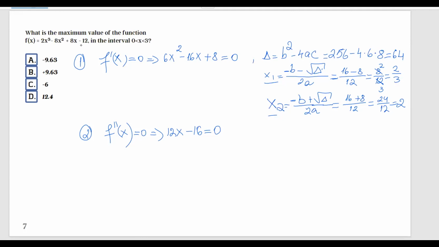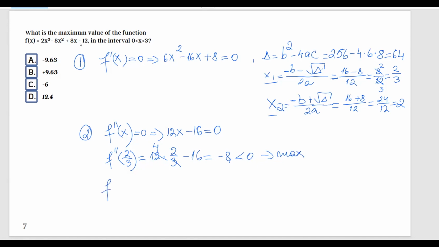Let's do that. So I'm going to get now f'' of 2/3 equals, if we substitute here, 12 multiplied by 2/3 minus 16. Let's see, what do we get? Here, that gives me 4. 4 times 2 equals 8. 8 minus 16 gives me a value of minus 8. It's less than 0. So this is a maximum.